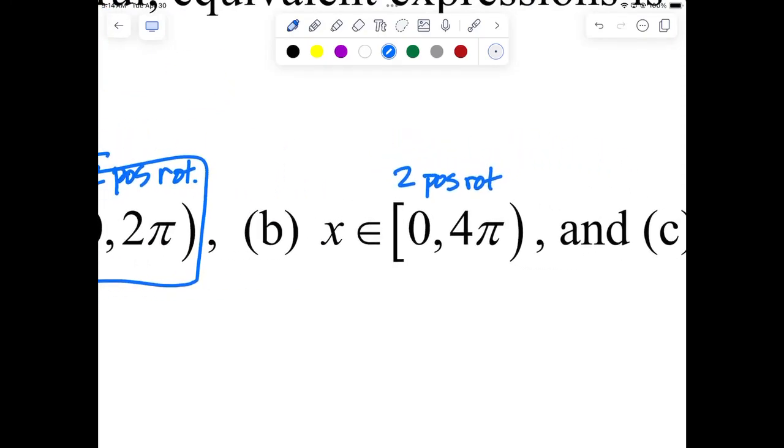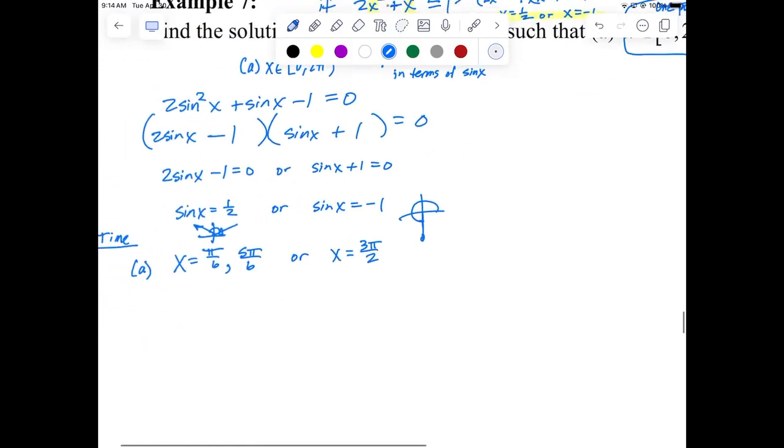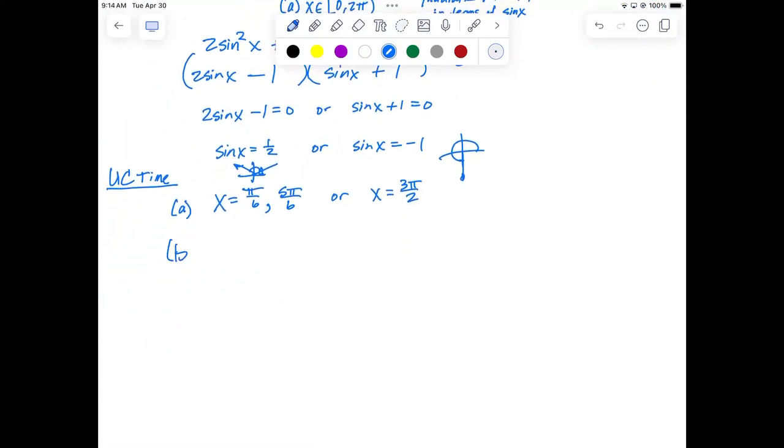But the next one, part B, says between 0 and 4pi. So for part B, are all three of these angles still going to be in the interval from 0 to 4pi? Yes. We're going to have pi/6, leave a little space. We're going to have 5pi/6, leave a little space. And then we're going to have x equals 3pi/2 and leave a little space. All I need to do to get the next ones that are within the next rotation is find all the ones that are what with these?